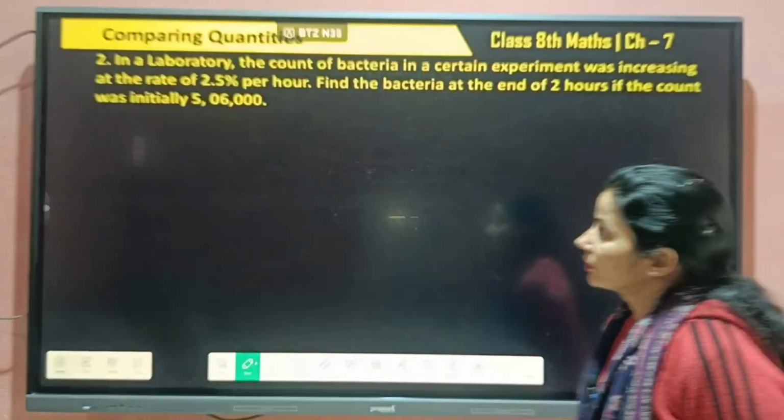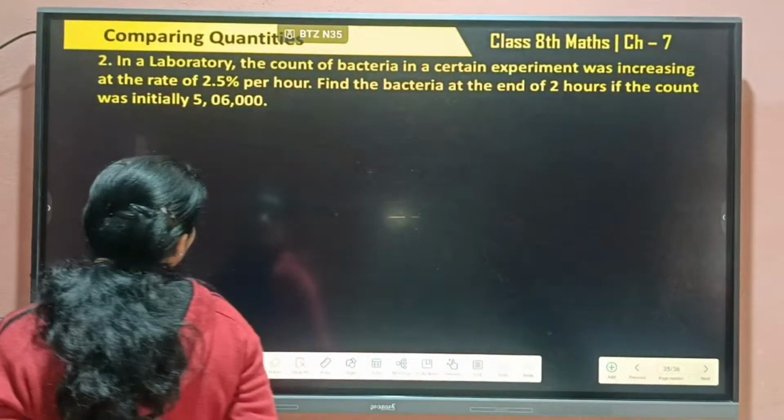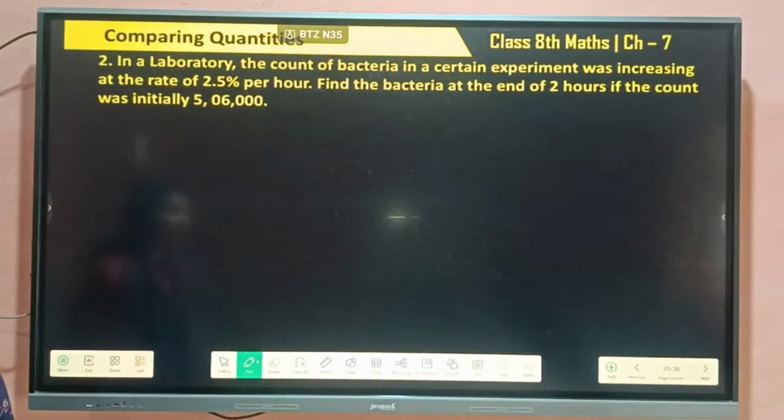Question number 2 is: in a laboratory, the count of bacteria in a certain experiment was increasing at the rate of 2.5% per hour. Find the bacteria at the end of 2 hours if the count was initially 5,06,000. Let us see, this is also one application of the formula of amount.